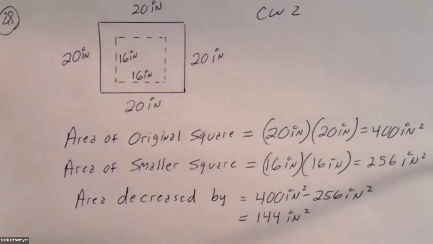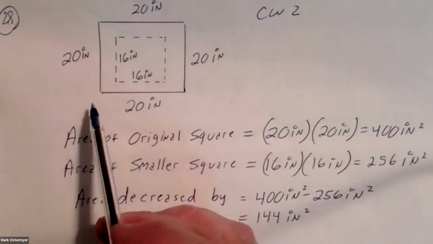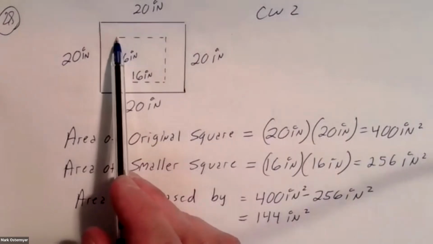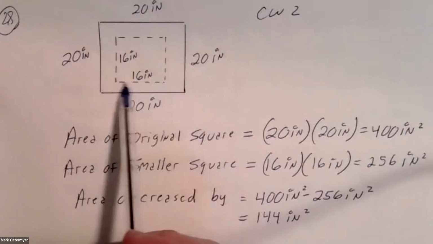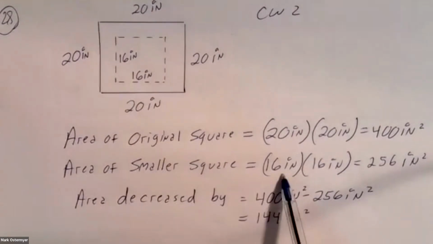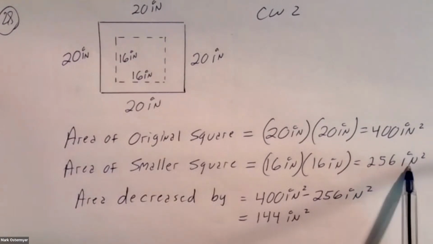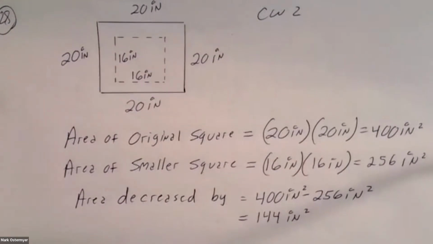Sorry about that. Anybody get 144 square inches as the decreased area between the large and the small square? So you got a big square, originally 20 inches on the side, would have an area of 400 square inches. You reduce the side length by 4 inches. You have a smaller square now with a side length of 16 inches, whose new area would be 256 square inches. To find the amount by which the area decreased, you would just subtract the new area from the original area and you would get 144 square inches. Anybody get that answer? So that would be your answer for number 28, classwork number 2.